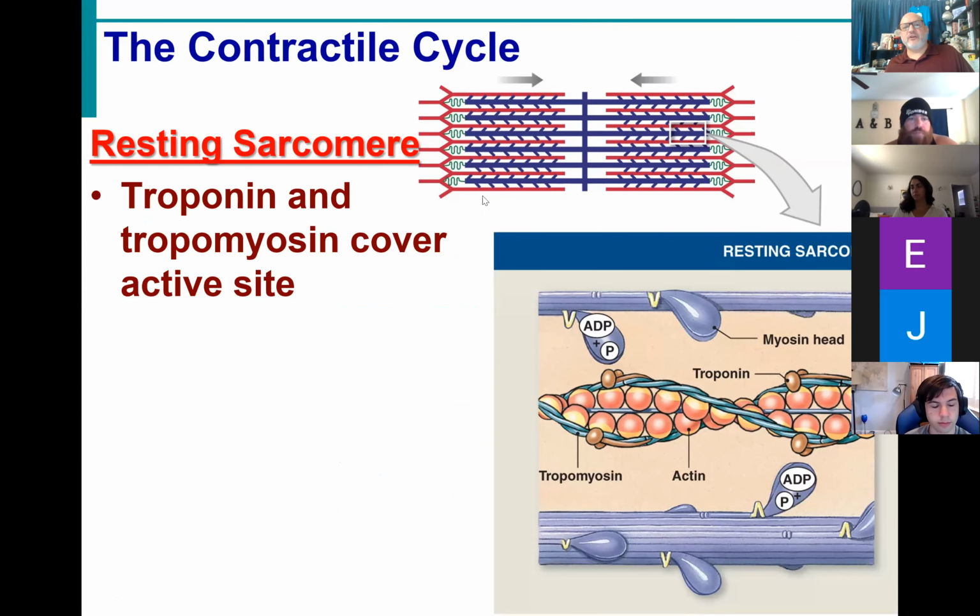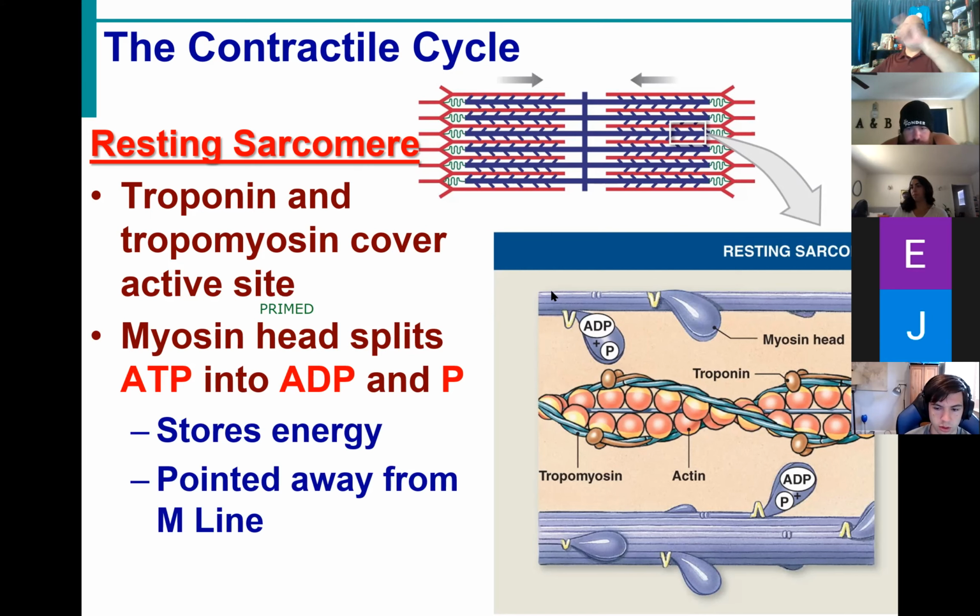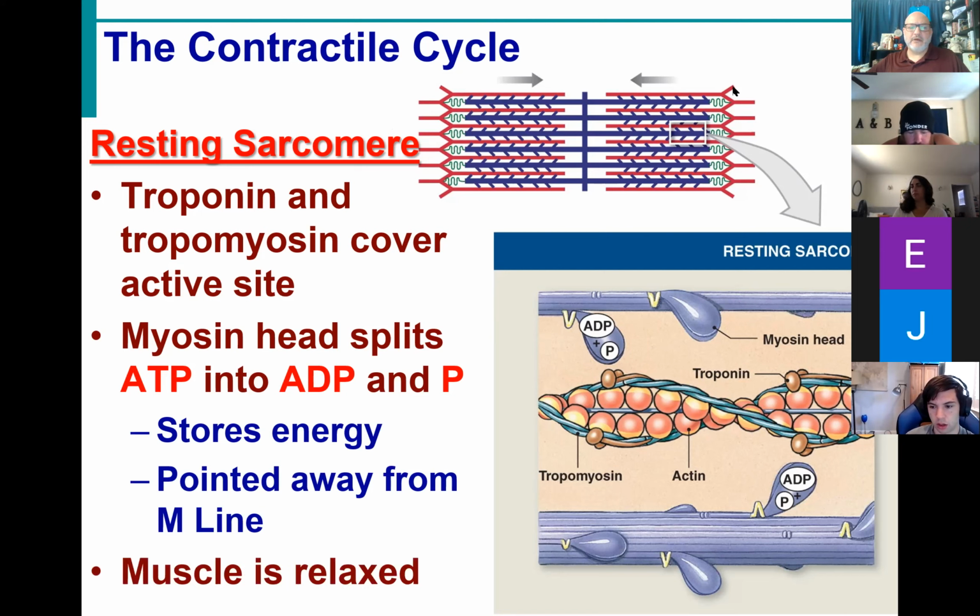Again, in that resting sarcomere, when the muscle is relaxed, the troponin and tropomyosin are in the way. Our myosin heads are primed. Even though your body is at rest, that cell has plenty of ATP in it, and so any myosin head is going to grab any random ATP around, split it, prime it, hold on to the energy, and be ready to do work. It's storing that energy, and it is pointed away from the M line. That is our starting point. That is our anatomy. And our muscle is relaxed.